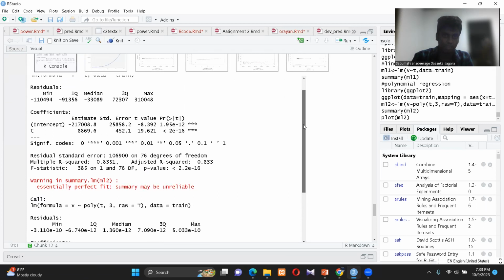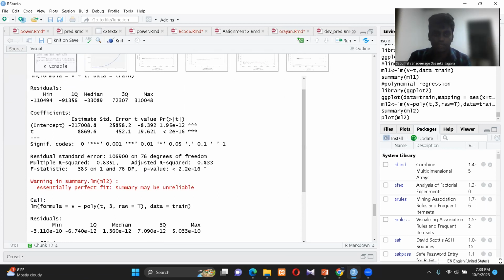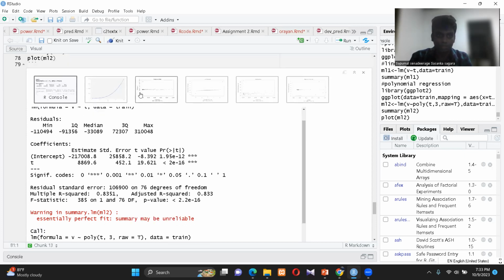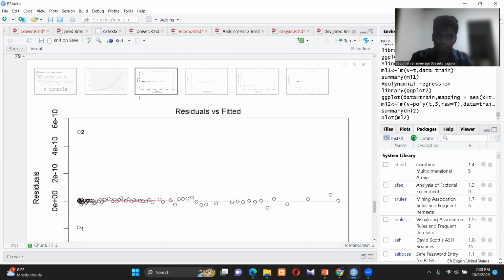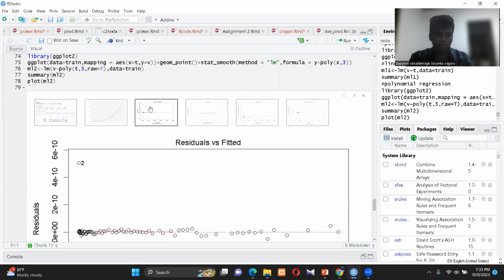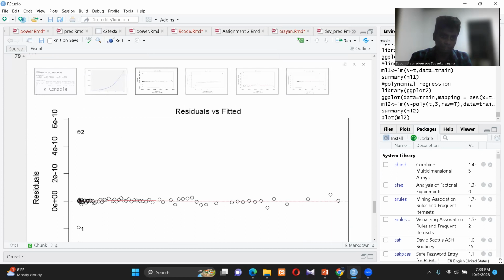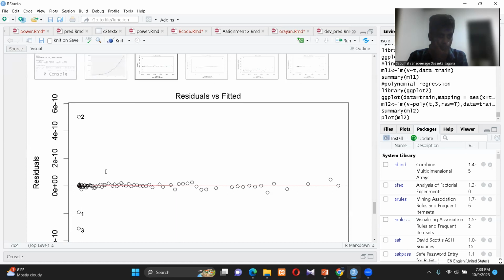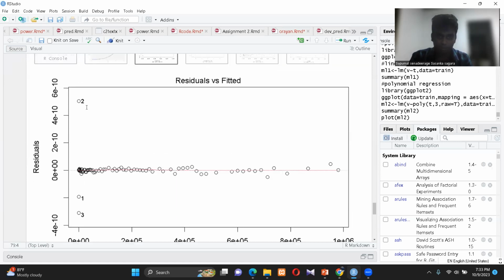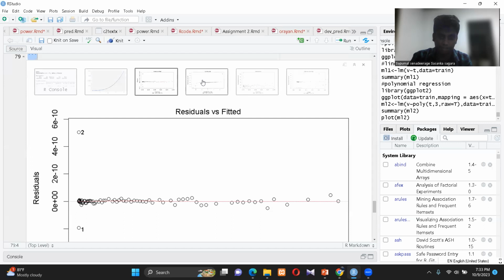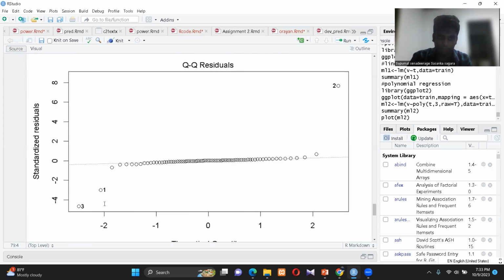The R squared here is just 0.833, and I have shown you the plot, but here I have plotted the second model only. It doesn't matter, you could plot the first model as well. And now you can see there are outliers, two outliers like this in the residuals, a couple of outliers in this model, the same outliers.